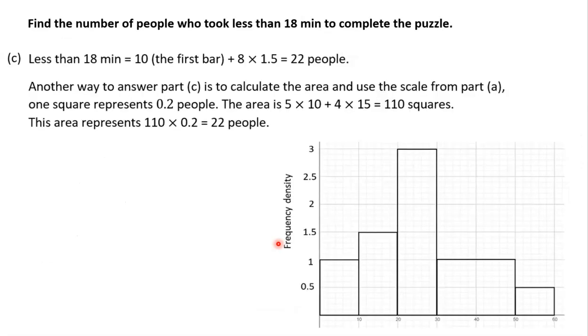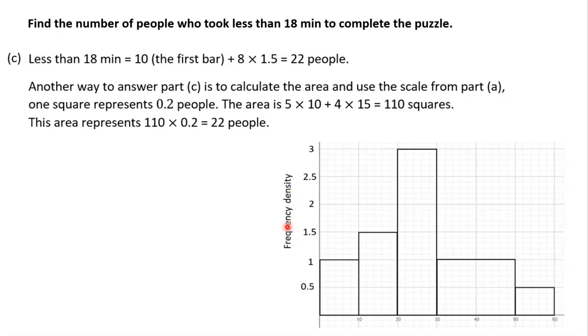And finally, looking at part C, find the number of people who took less than 18 minutes to complete the puzzle. So 18 minutes is somewhere here. There are two ways to do it. One way is to use the frequency density. So we can see that the area of the first bar must be 10. The area of this second bar from 10 to 18, base is 8, height is 1.5, which is 12, which gives us 22 people.